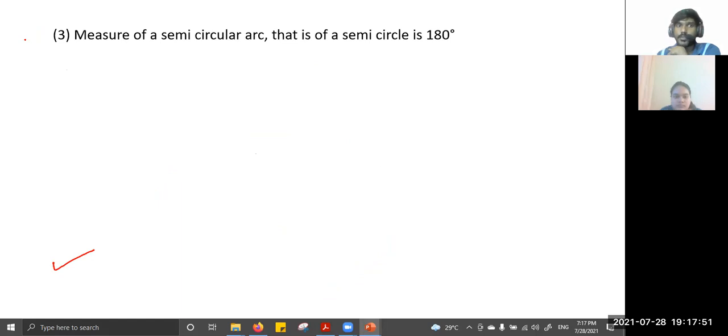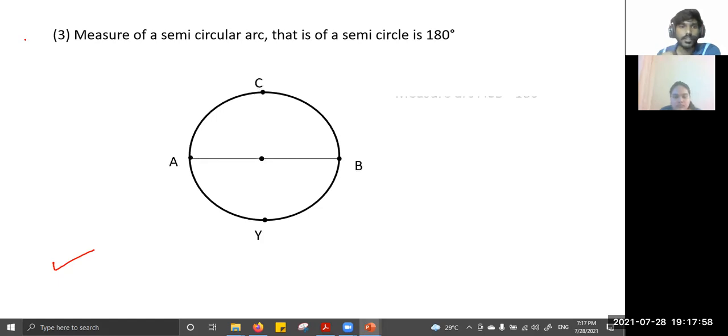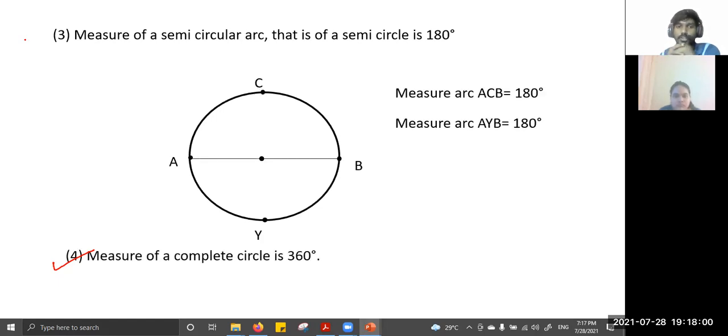Now just write the third point. Measure of semicircular arc is 180 degrees. Complete the third point, and then the fourth point, that is measure of complete circle is 360 degrees. Just these points: semicircle 180, complete circle 360.